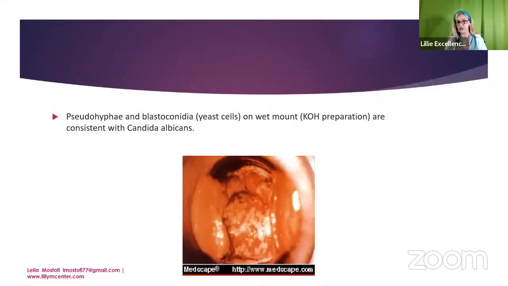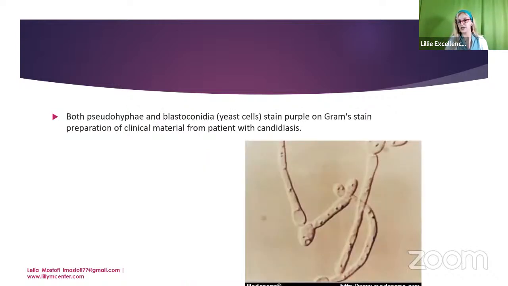And in this picture, you will see pseudohyphae and blastoconidia, or yeast cells, in a wet mount or KOH preparation consistent with Candida albicans. You can find such things. Both pseudohyphae and blastoconidia, as you see in this place, the yeast cells stain purple on a Gram stain preparation of clinical material from a patient with candidiasis.